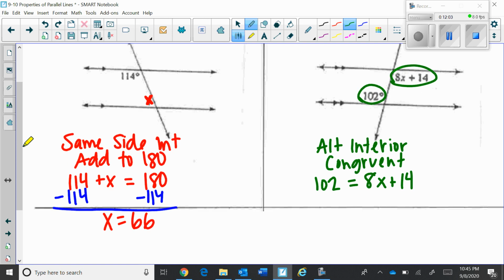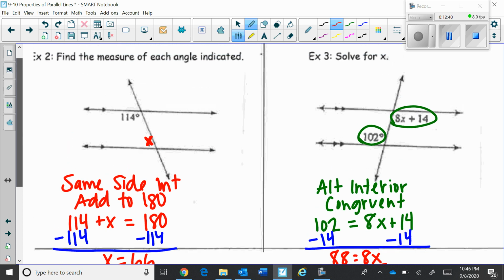So now we need to solve for x. Subtract 14 from both sides. 102 minus 14 gives us what? We should be left with 88. So 88 equals 8x. And then our next step is to divide both sides by 8. So we have 11 equals x. And that would be your final answer since they are just asking you to solve for x.